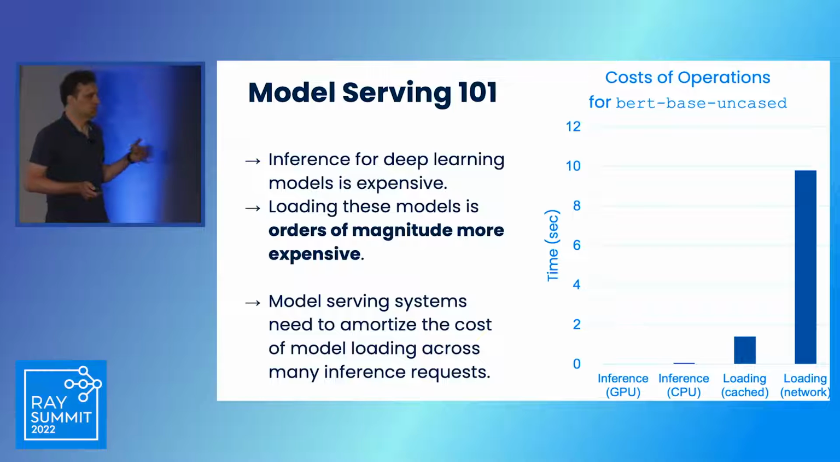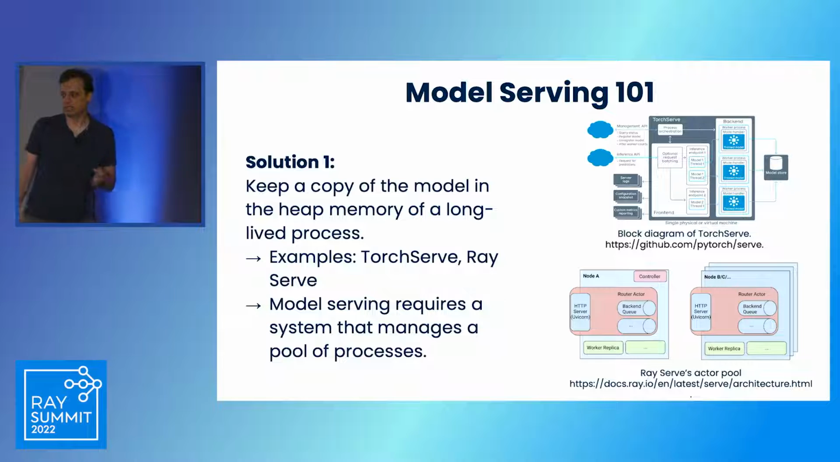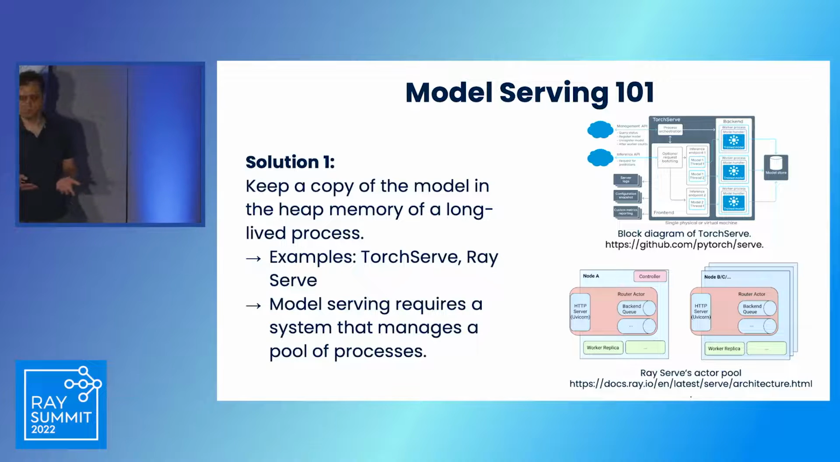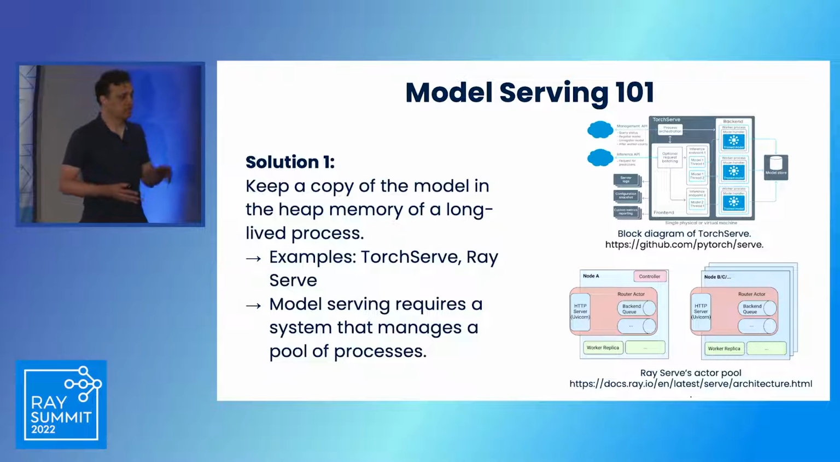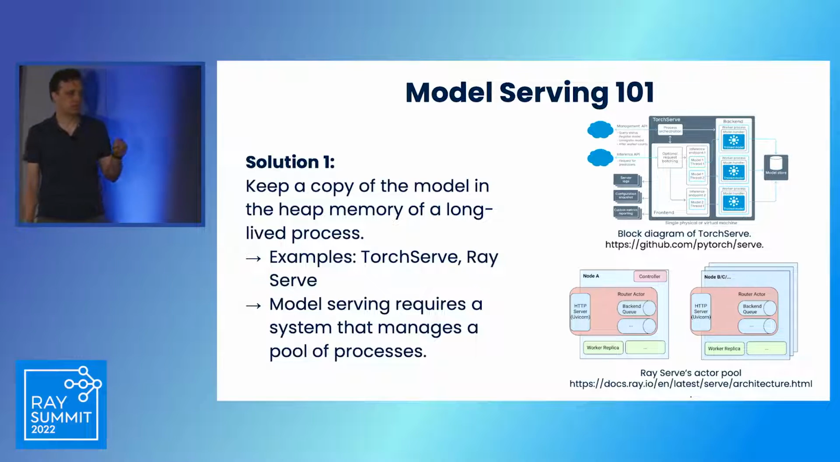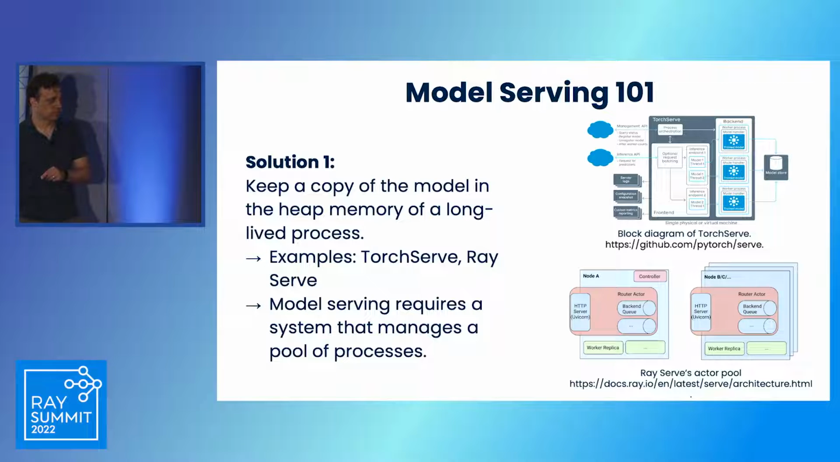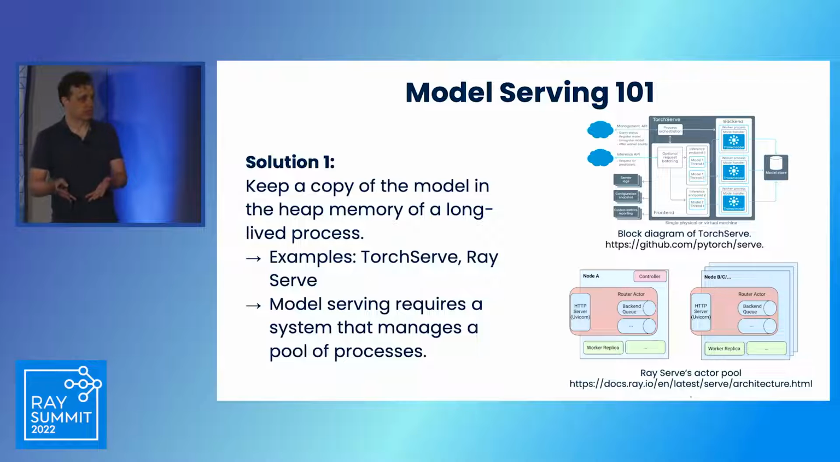Now, different systems have different ways of implementing this amortization. Some systems, such as TorchServe and Ray Serve, amortize this cost by maintaining a pool of long-running processes, one process for each copy of the model that you're keeping ready to run for inference. In Ray Serve, that's a pool of actors, and each actor is, of course, a process.